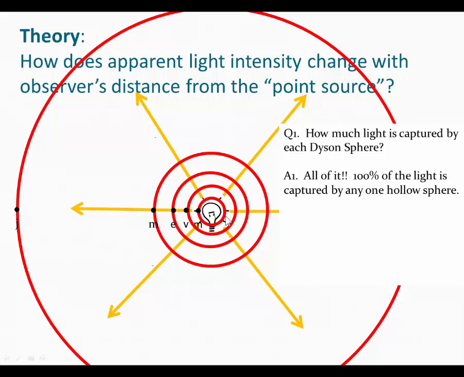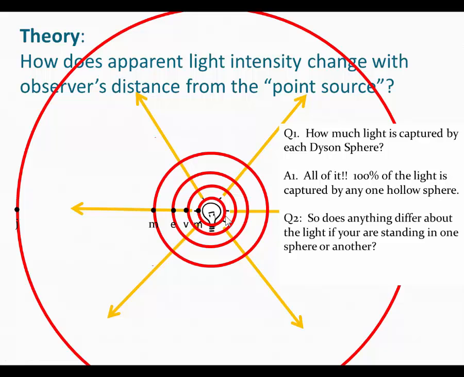Well, sure, there's going to be a difference. The big difference is that the amount of light is the same. However, the amount of area that it's spread over is much larger for each different sphere that you have moving out at a further and further radius. So the intensity of the light, the amount of light that's spread out per unit area, differs in each case.